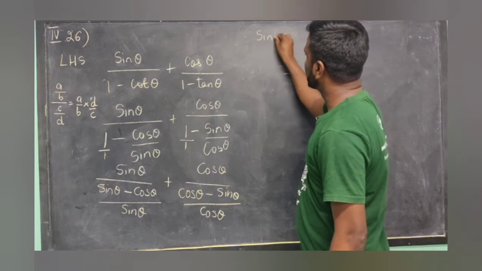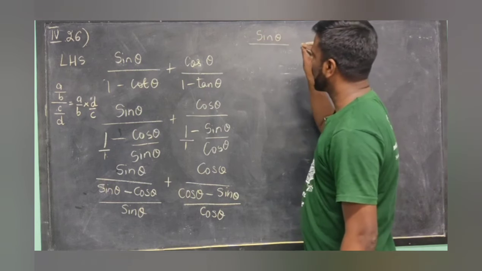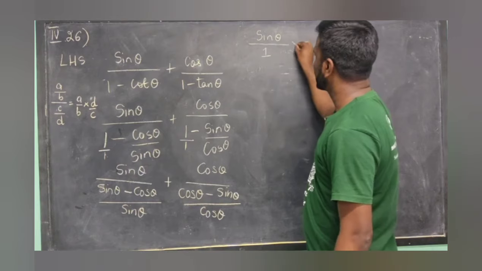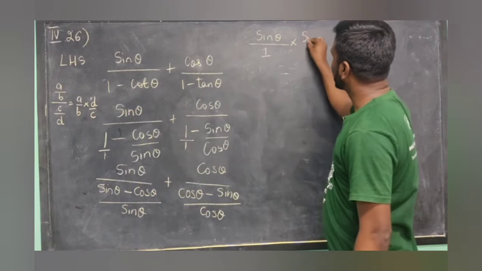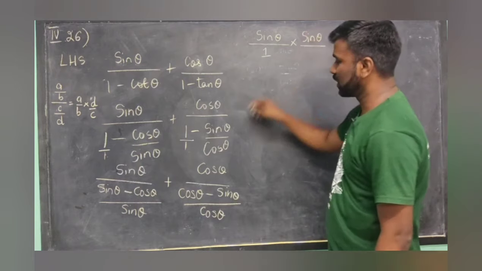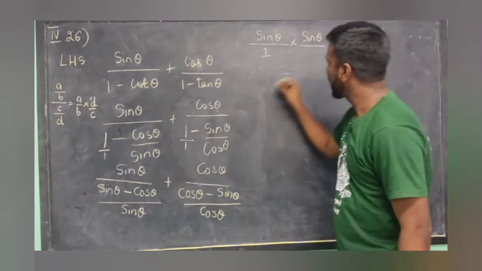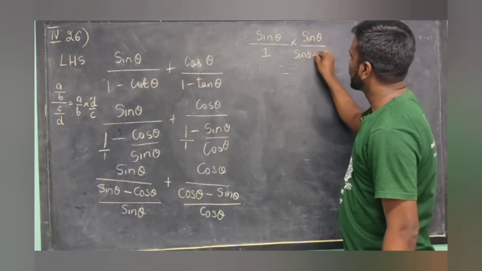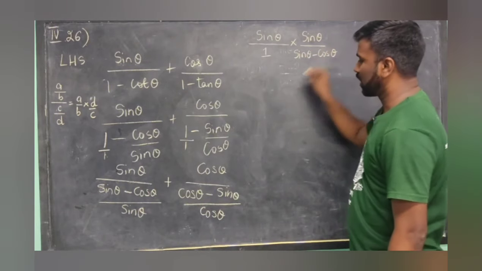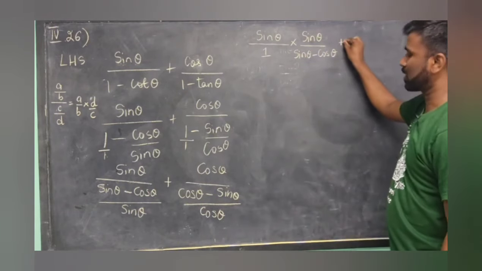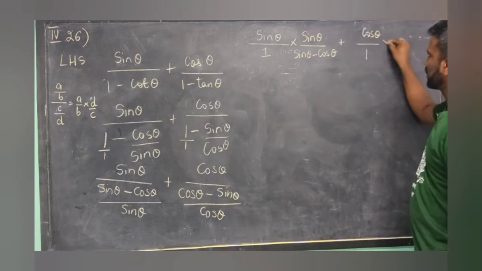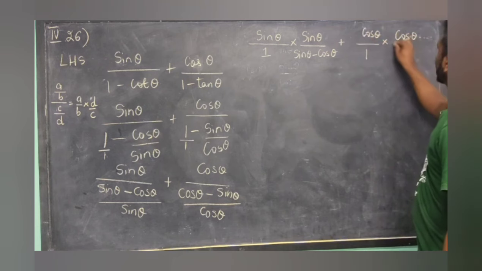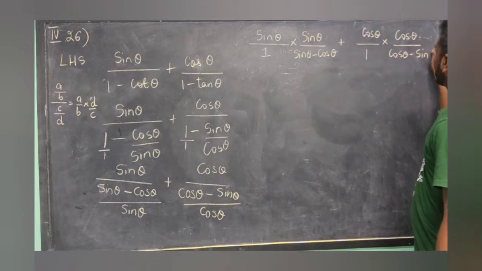sin theta divided by 1 into d, what is d here? Sin theta divided by c is sin theta minus cos theta. In the same way, plus cos theta divided by 1 into cos theta divided by cos theta minus sin theta.